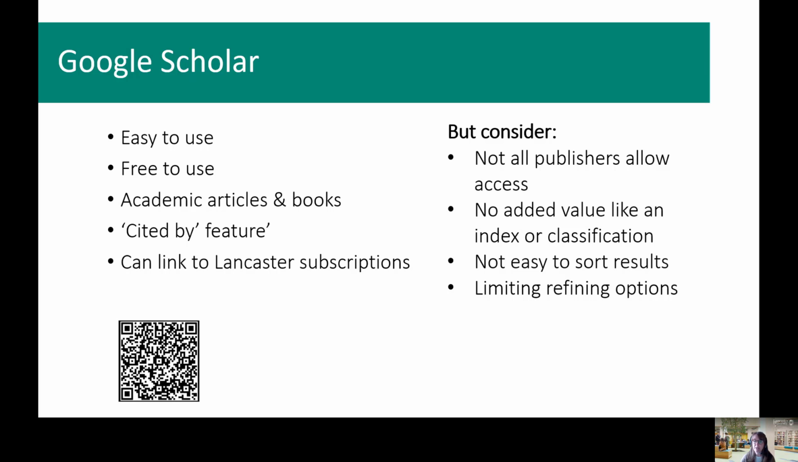Do remember that not all publishers allow Scholar access to their publications. So you may miss out on some key papers if you're purely relying on Scholar. It doesn't have useful features like the mathematics subject classification in MathSciNet. It isn't easy to sort results and is quite limited in the way that you can refine the results in comparison to OneSearch and library databases.